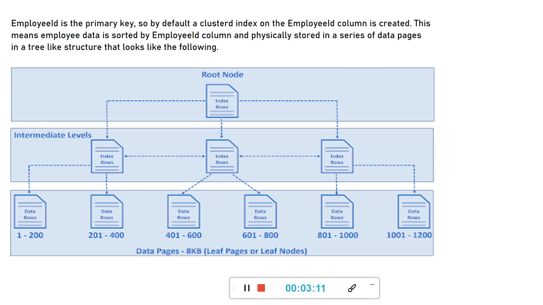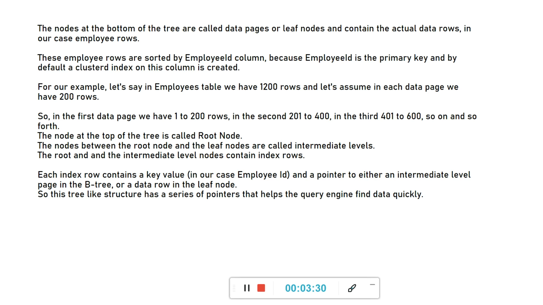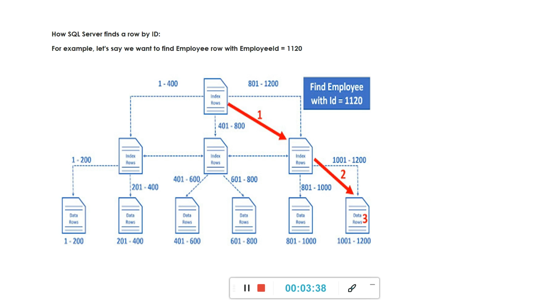At the bottom, the data rows contain the values of the database table, like what kind of values the employee ID contains. So the data rows already contain the values of the employee ID, and these are called data pages, leaf pages or leaf nodes. I already explained these things based on the diagram, so I'm going to the next slide.